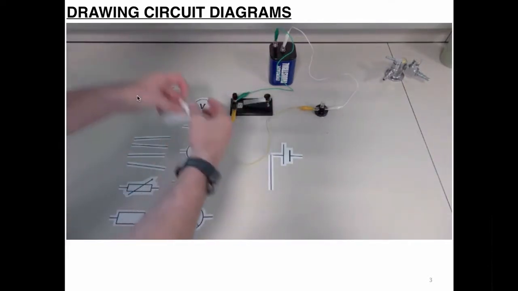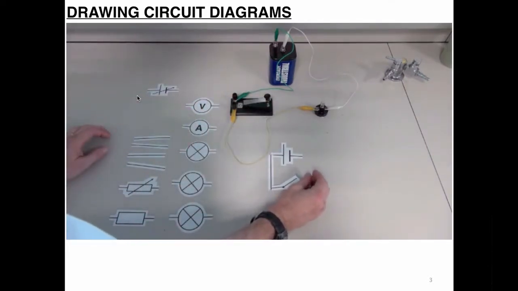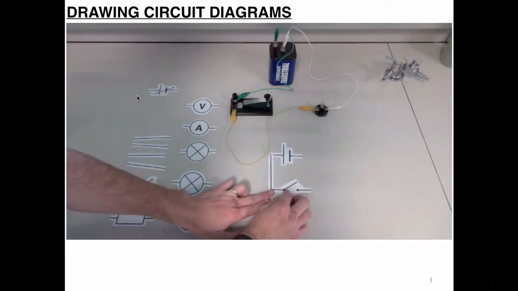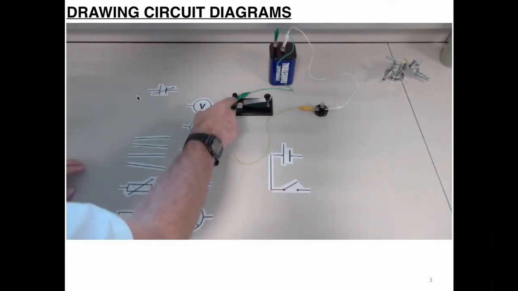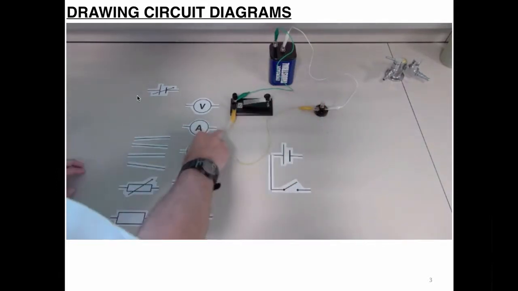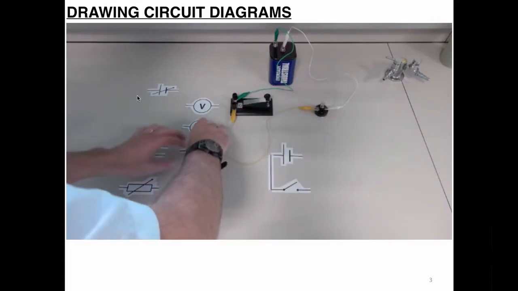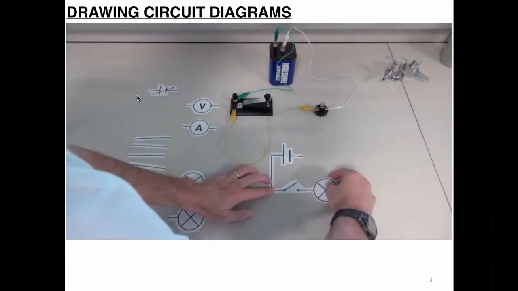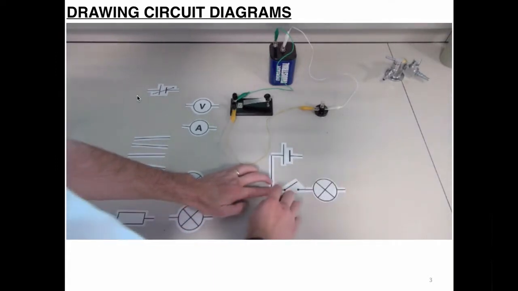Next we've got a switch. There's the symbol for the switch. Place the switch in our circuit, making sure all the lines join up. Now we've got a wire and a light bulb. Basically the wire is the straight line between the switch and the light bulb, so I don't have to put an extra wire in.